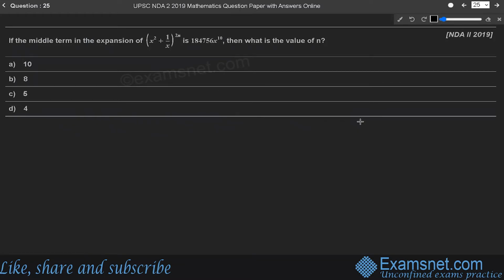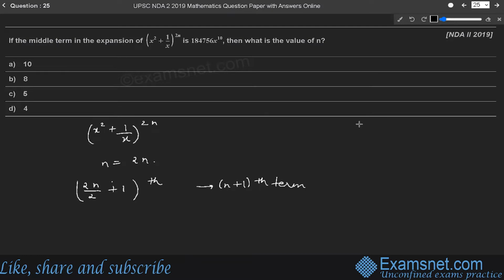Next question is, if the middle term in the expansion of (x square plus 1 upon x) whole power 2n is 184756 x power 10, then what is the value of n? The given expression is (x square plus 1 by x) power 2n. So here it is clear that the power is 2n, which is an even number. Therefore, 2n by 2 plus 1, the term will be the (n plus 1)th term, which is the middle term.